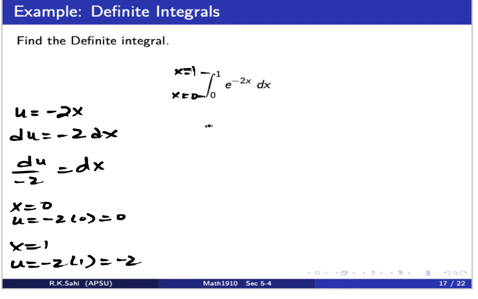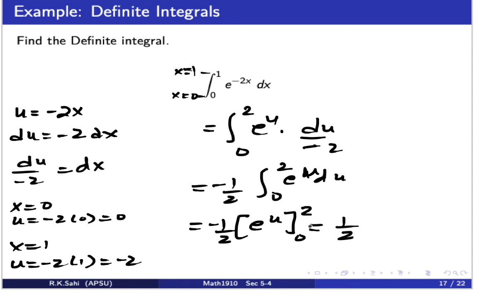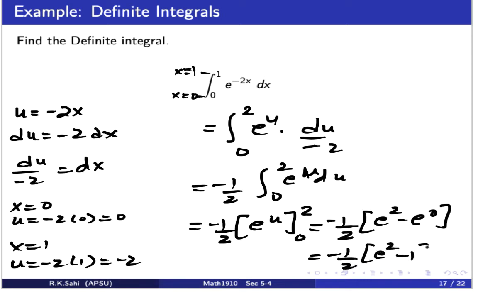So this problem is now equal to the integral from 0 to minus 2 of e to the power u times du over negative 2, or negative half times the integral of e to the power u du. Remember, we're going to again apply the first fundamental theorem of calculus, which is, take the indefinite integral of e to the power u, and then write down the limits of integration here. So you have negative half times e to the power minus 2 minus e to the power 0. We all know e to the power 0 is 1, so it's minus half times (e to the power minus 2 minus 1), and that's it.